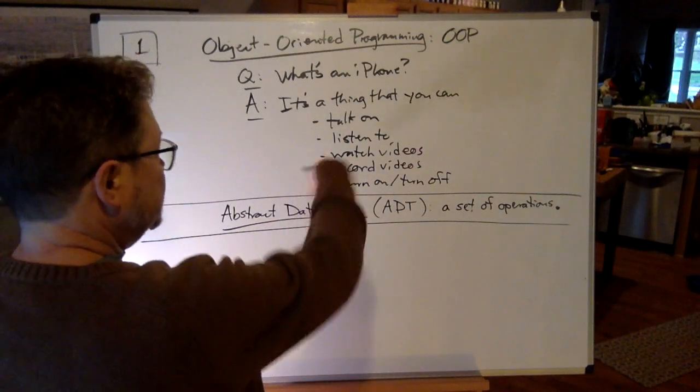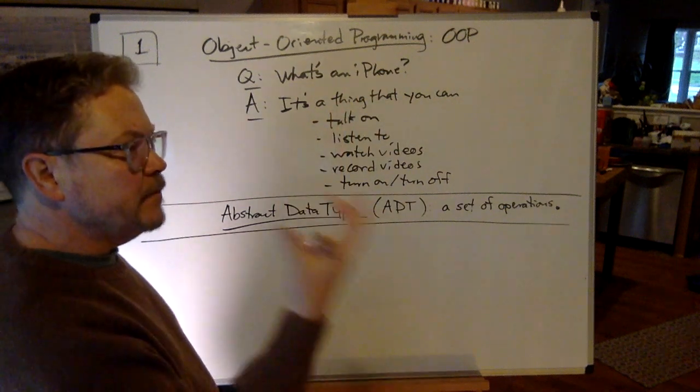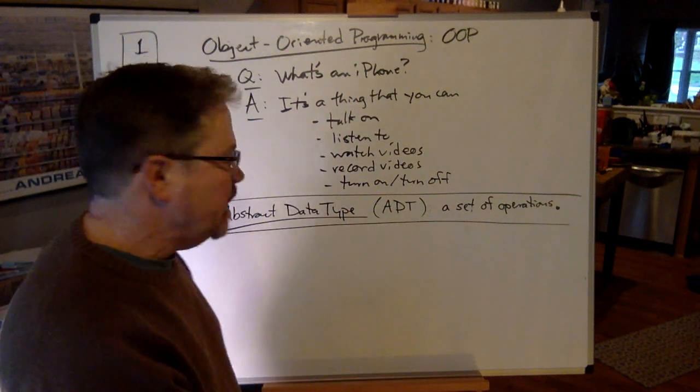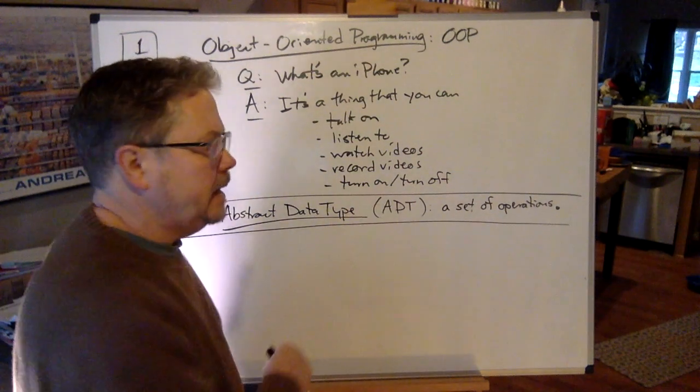An object. If I implement one of these things, what I have that I can hold in my hand is an iPhone object. An object, you can think of that as a specific instance of our implemented abstract data type.